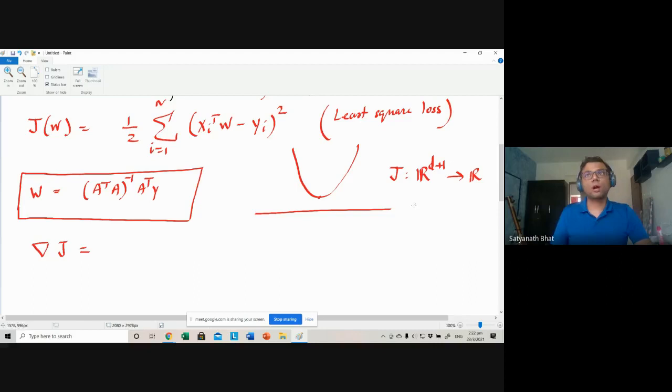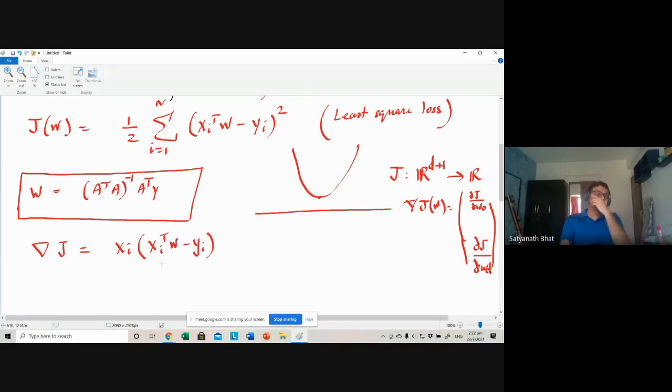So if you want to find out how to minimize it, you have to take the gradient. And the gradient, when you take it, will be a collection of partial derivatives: del J by del W naught, all the way till del J by del WD. It's a vector notation. If you do the computation properly, you will realize that this is the sum of xi times (xi transpose W minus yi), with i equal to 1 to n corresponding to all the training samples.